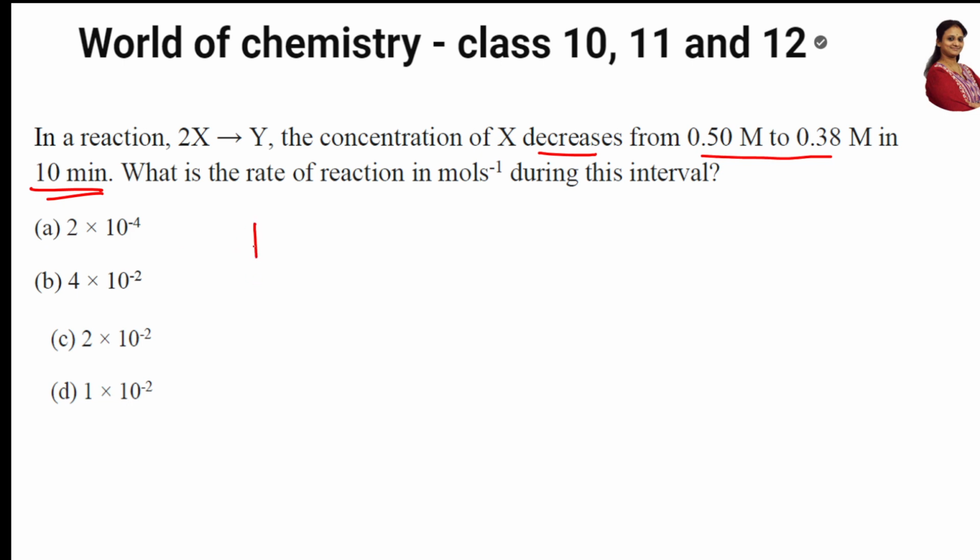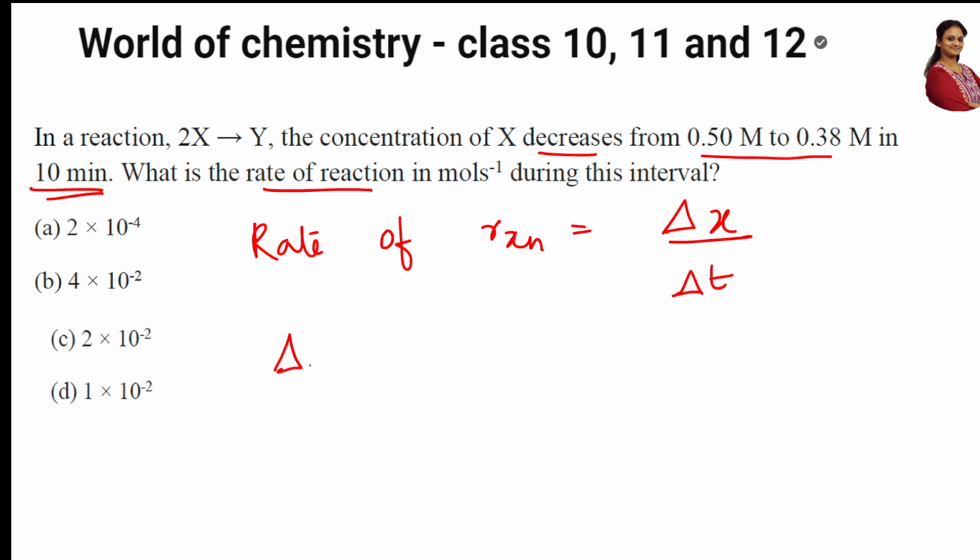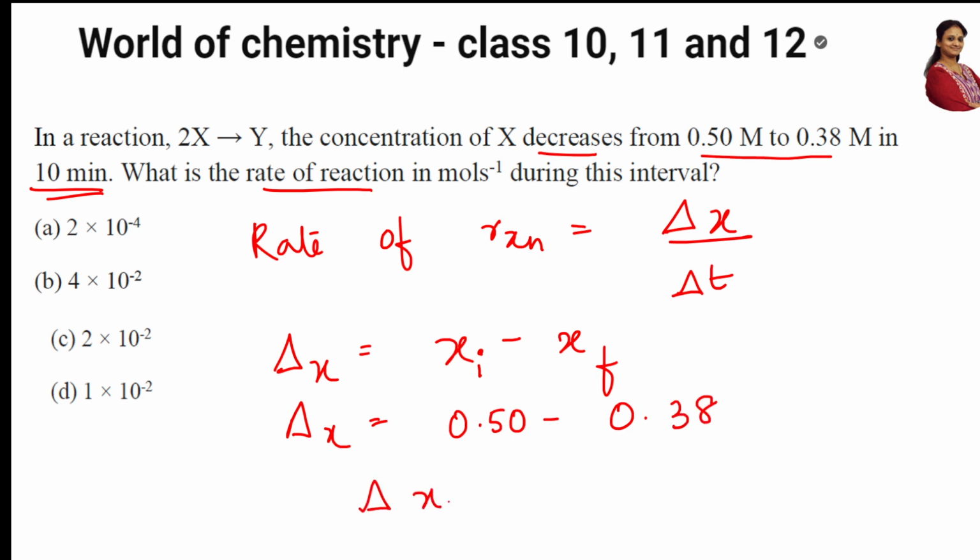First of all, rate of a reaction. What did they ask? Rate of the reaction they asked. What is it given by, students? It is delta X by delta t. Correct? What is delta X? Delta X is equal to X initial minus X final. Now, what did they say? They said X decreases from 0.5 to 0.38. So 0.5 was initial, then it decreased to 0.38. How much is delta X, students? Delta X is 0.12 molar.